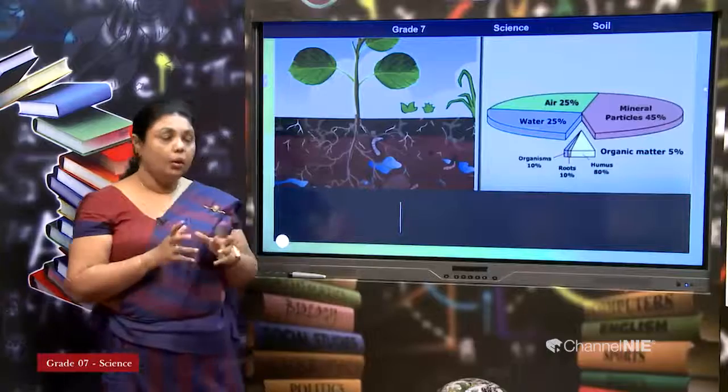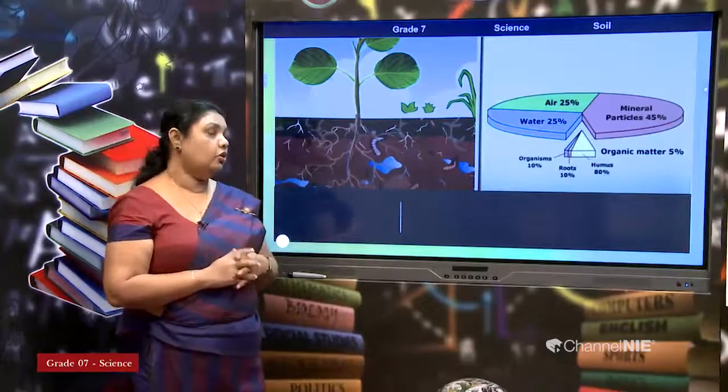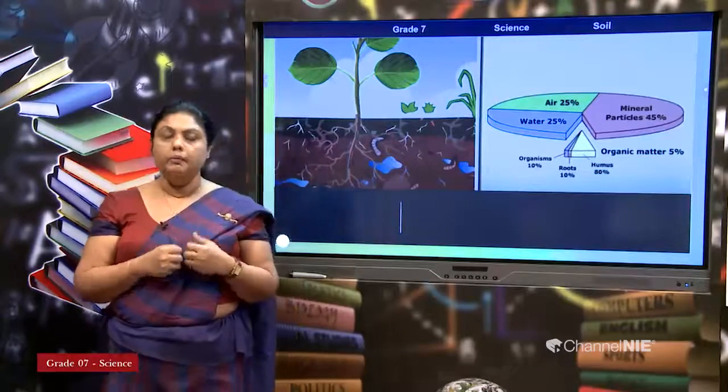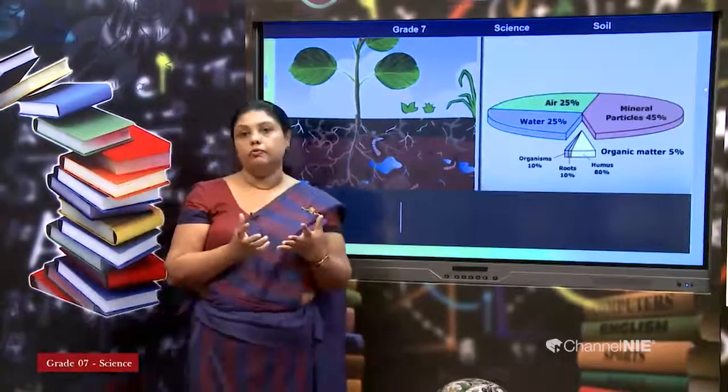Now, this is the composition. Composition means how it is made. For example, when you take one of your toy cars, it is made of small tires, windscreens, the body of the vehicle, so many parts. In the same way, soil is made this way.